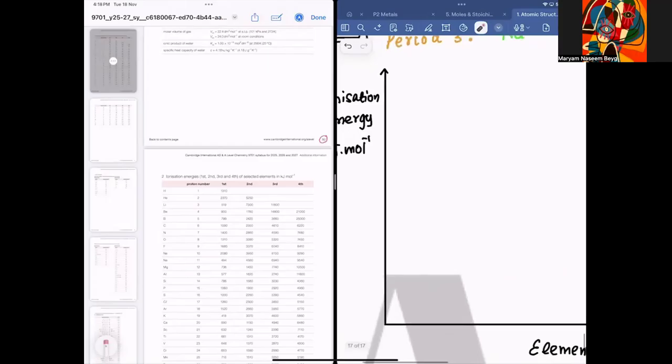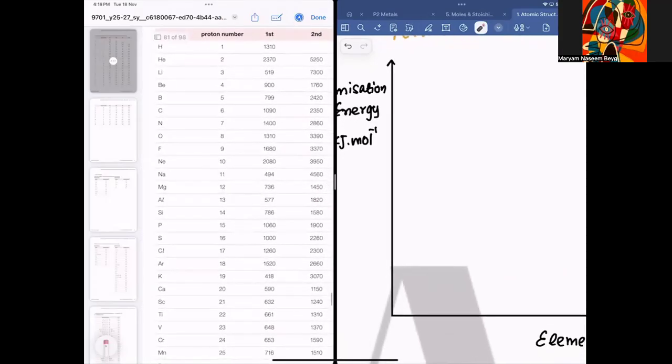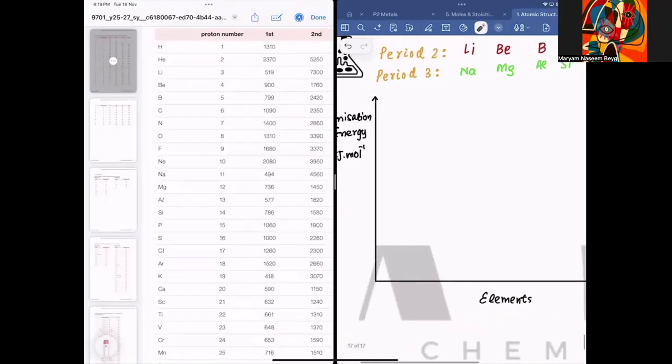Okay, so if we go over the first ionization energies of period 2 elements, let's say. In period 2, the first element is lithium. If you see, what is its ionization energy?